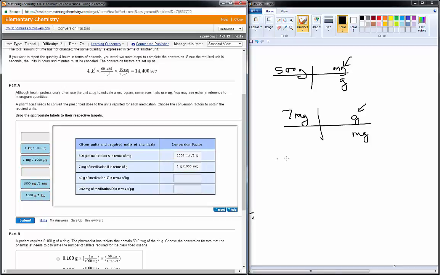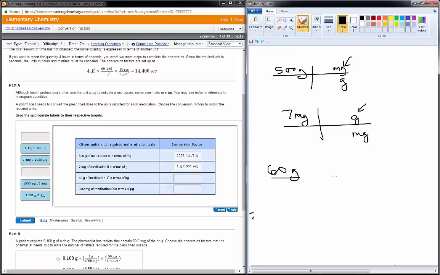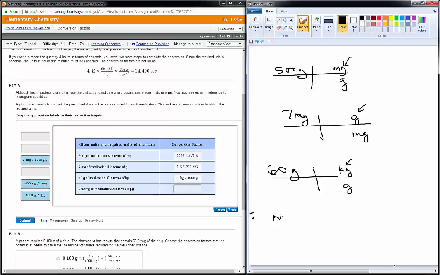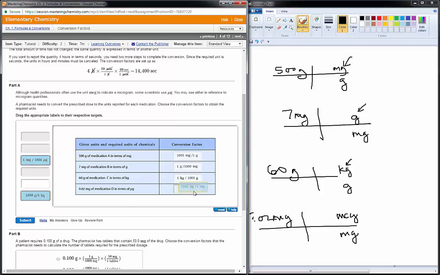Grams to kilograms. If I have 60 grams, I want a conversion factor with grams on the bottom and kilograms on the top. So my grams will cancel and I'll be left with kilograms. So kilograms on the top, grams on the bottom. That's this one. And next, if I have milligrams and they want micrograms, 0.02, then I need something with milligrams on the bottom and micrograms on the top so that I can cancel my milligrams. So that's this one, micrograms on top.